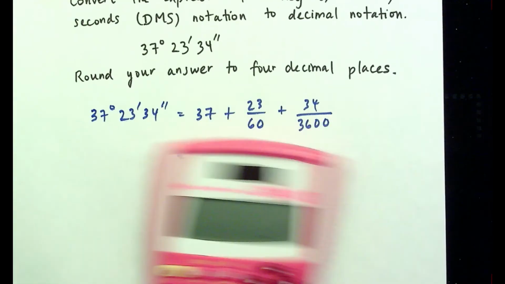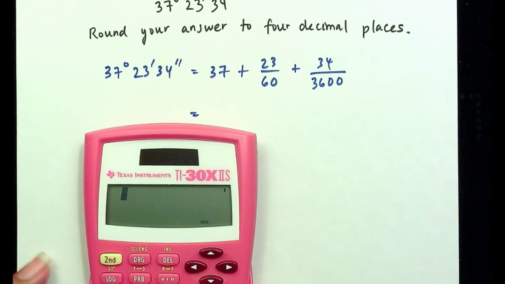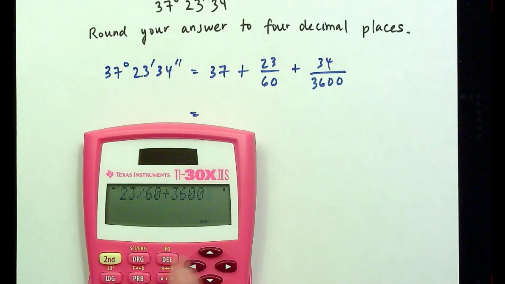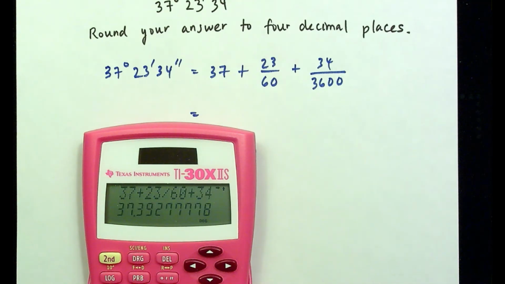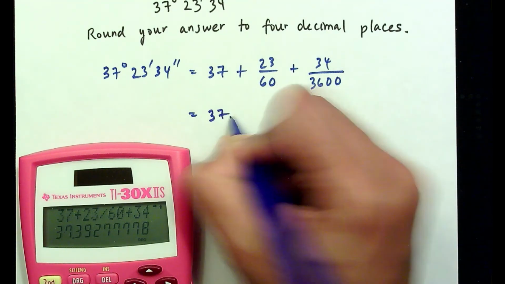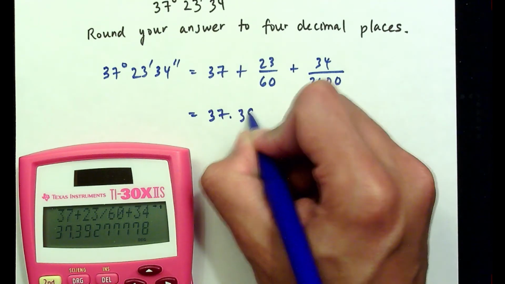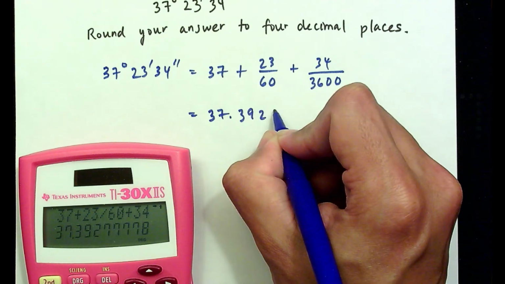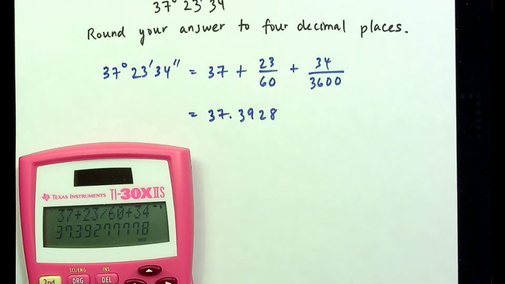So let's see what we get. We get 37 plus 23 divided by 60, plus 34 divided by 3600. We got 37.3928, because it says round to 4 decimal places. This is degrees.